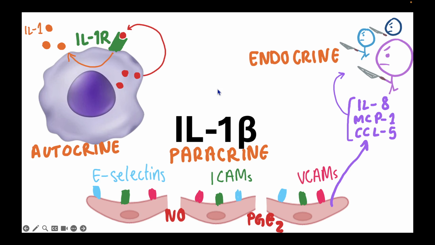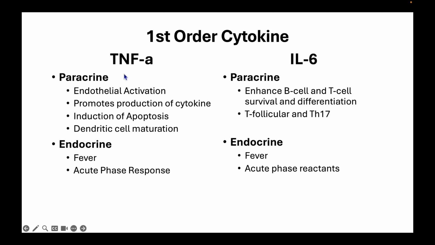So now that we have IL-1 beta out of the way, we can talk about the other two main ones. So there's TNF alpha and there's IL-6. So mostly these three do very similar actions, okay? Like endothelial activation, just like how we explained for IL-1 beta, it promotes production of these same cytokines, so IL-6 and TNF alpha and IL-1 beta, and it induces apoptosis, so like programmed cell death in certain cells that are damaged.